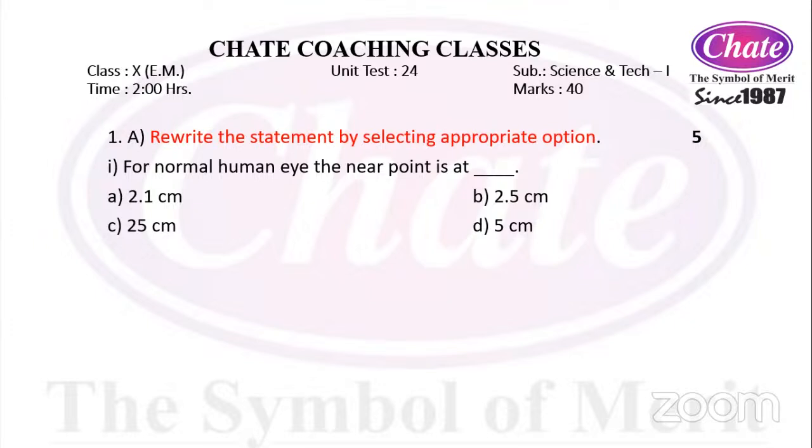The question says: rewrite the statement by selecting the appropriate options. The first question is, for a normal human eye, the near point is at, and the answer is 25 centimeter, option C. Now, you are supposed to just write the question number and the option C. You do not even have to write 25 centimeter along with that. So be careful while attempting the first question, that means question 1A.